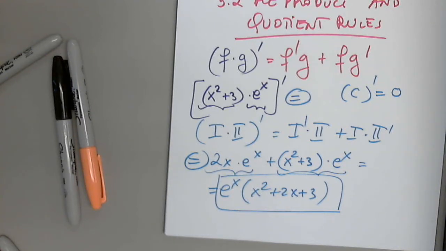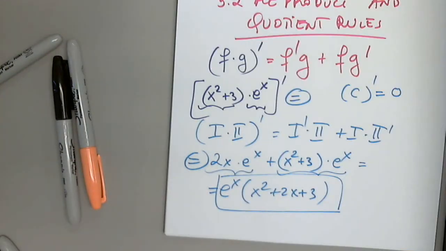Vanessa? I understand the rest of it, I just don't understand how we differentiated x squared plus 3. Right. When we differentiate the sum of two functions, I differentiate the first function, plus I differentiate the second function. When I differentiate x squared, I get 2x. When I differentiate 3, I get 0, from the previous section. Very good.